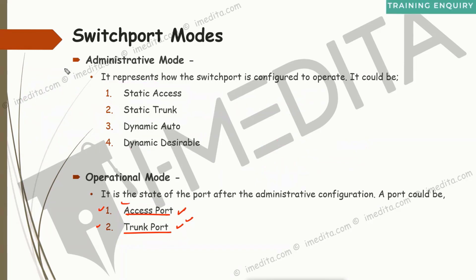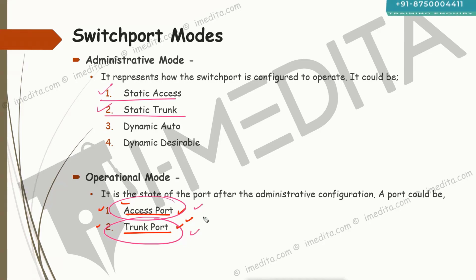So administrative mode defines how the administrator has configured the port to operate. Is the port operating as an access port? Because the administrator has configured it to do so. The port is operating as a trunk port? Because the administrator has configured it to do so. If the port has decided to act as an access port or a trunk port automatically, that is based on the configuration of the protocol called DTP. DTP works in two modes called dynamic auto and dynamic desirable.